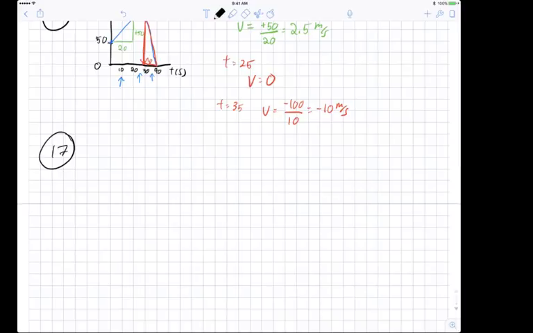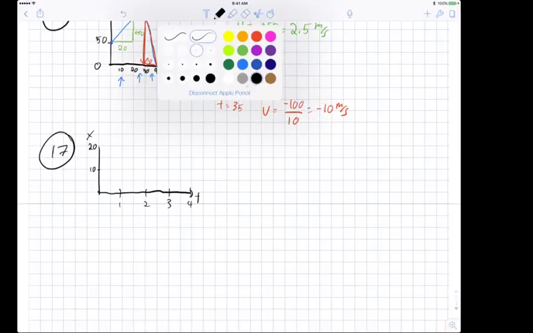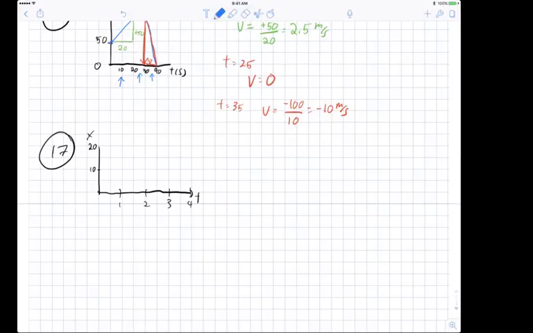Alright, so let's try drawing the graph. Okay, so that's 20, and that's 10, and that's 1, 2, 3, 4, t, x, 1, 2, 3, 4. So the graph looks like this. It starts out like this for 1, and then it goes up to 20, and then it goes down like that. Let's draw the V versus T diagram.